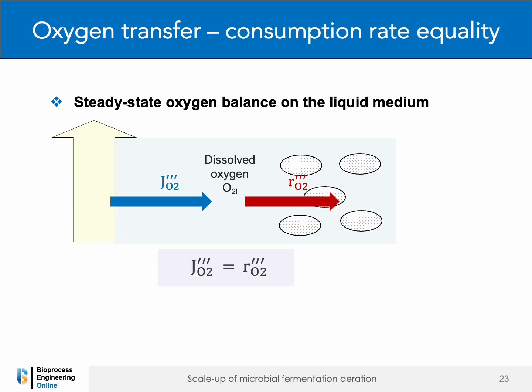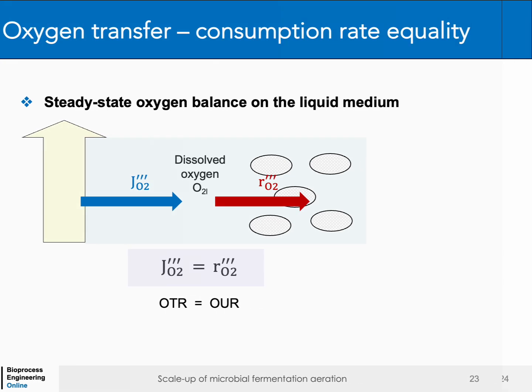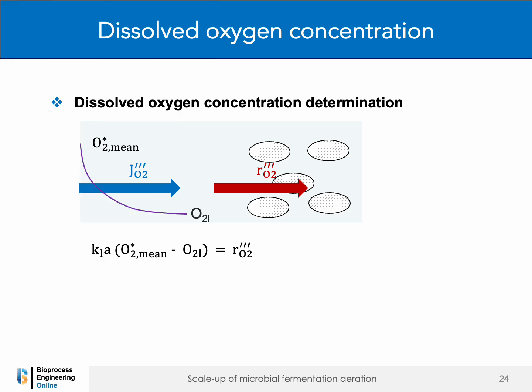When expressed per unit volume of medium, this balance can be written as JO2 equals RO2. This relation is often expressed under the form oxygen transfer rate, OTR, equals oxygen uptake rate, OUR. When the volumetric oxygen transfer rate, JO2, is expressed as a function of its rate law, the equality between the oxygen transfer rate and the oxygen consumption rate writes KLA (O2* mean minus O2L) equals RO2.